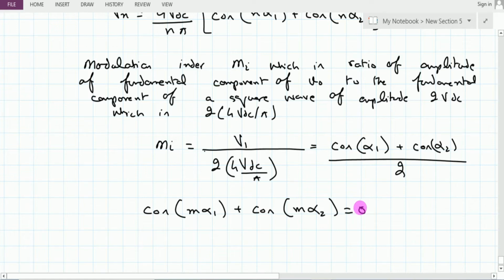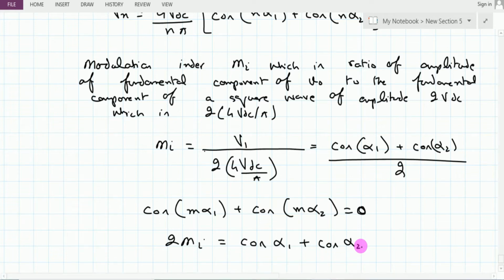But the problem here is that if we adjust this alpha 1 and alpha 2, then this Mi gets disturbed, and therefore we also need to see that this 2 Mi should be equal to cosine alpha 1 plus cosine alpha 2. Now the solution of these equations is not a trivial solution, and numerical analysis methods are required to simultaneously solve these two problems such that the selected harmonics can be eliminated.